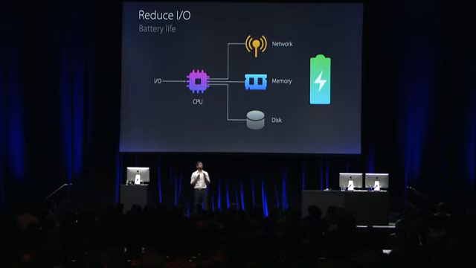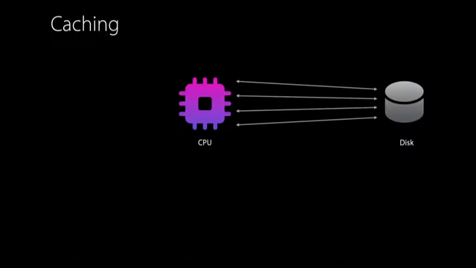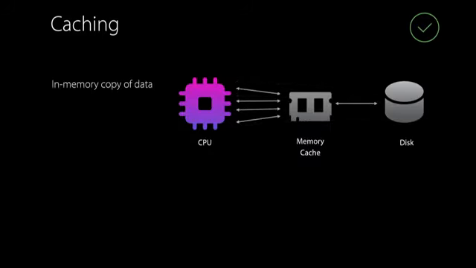Since I/O has such an adverse effect on the battery life of the device, let's take a look at a couple of best practices you can use to reduce the amount of I/O in your application. And the first one is caching. The main idea here is to create an in-memory copy of your data rather than going out to the disk for every operation. To decide if your data should be cached in memory in your application, you should look at the access patterns of your data.